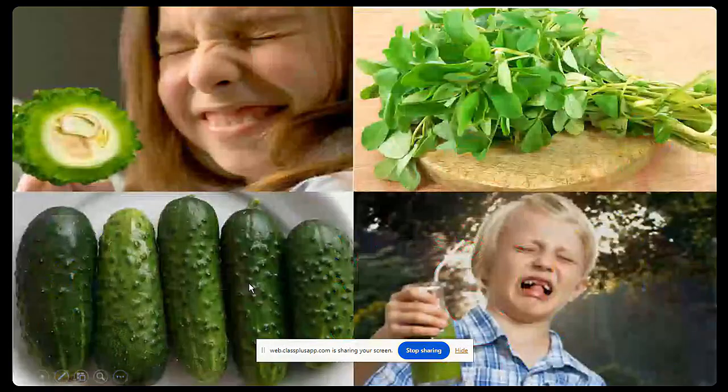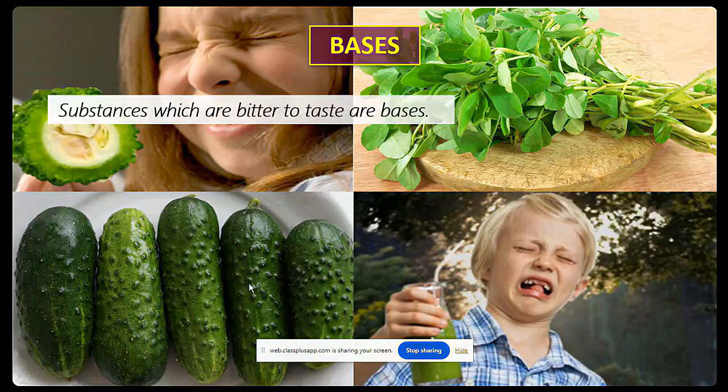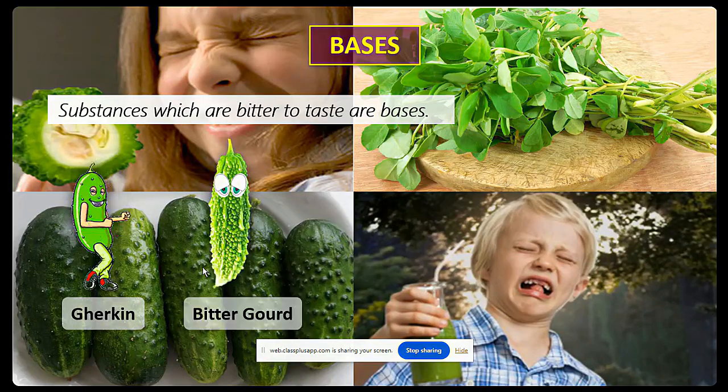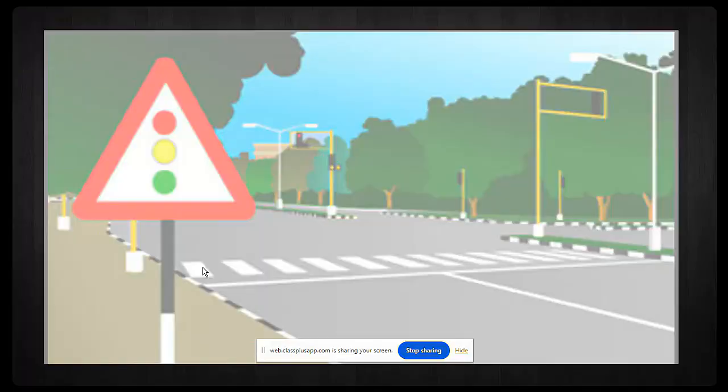Is it right? Now, bases. What are bases? The substances which are bitter to taste are bases. Examples are gherkin, bitter gourd, fenugreek, and aloe vera. Do you know what aloe vera is? We use it for face cream. Those also come under bases, and so do toothpaste, neem leaf, etc. The substances which are bitter to taste are known as base substances.